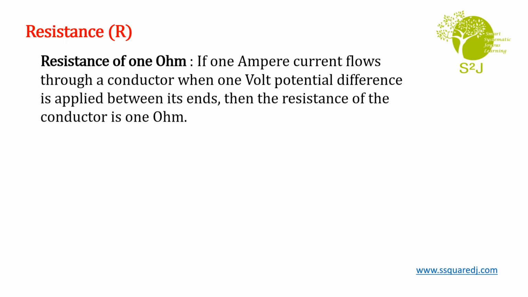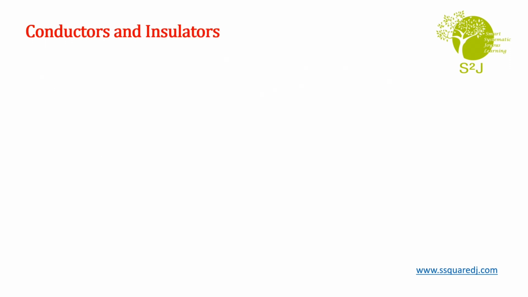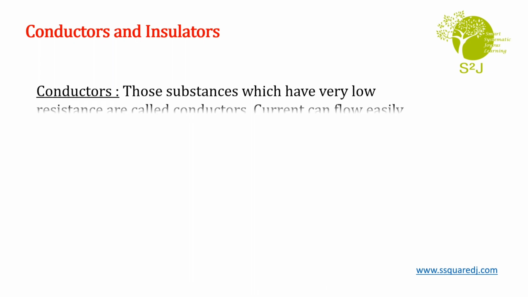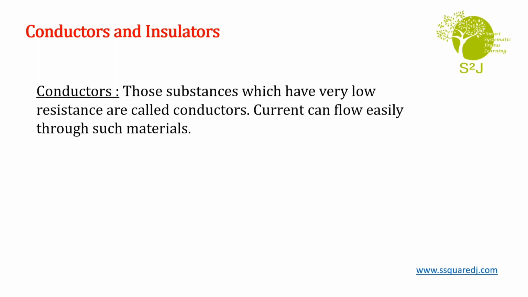Now, resistance of 1 ohm. If 1 ampere current flows through a conductor when one volt potential difference is applied between its ends, then the resistance of the conductor is 1 ohm. That is 1 volt upon 1 ampere. Ohm is the name of a scientist who discovered resistance. So in honor of that, the unit is given to resistance.